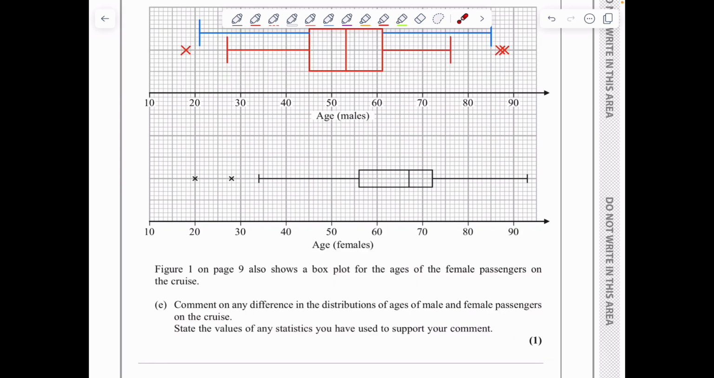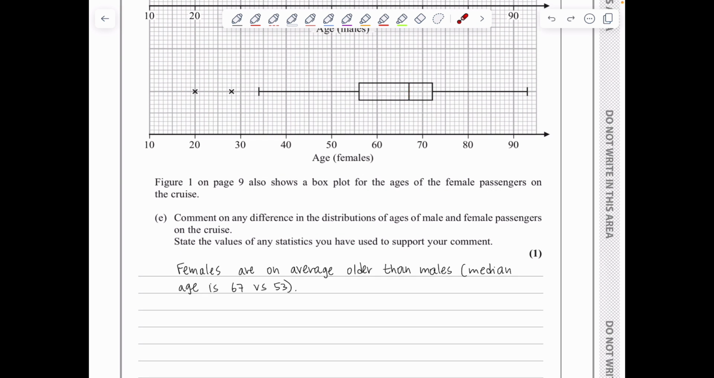In part E, we need to comment on any difference in the distribution of ages between males and females, stating the values of any statistics that we might use. So looking at the box plot, we can see that the box for the males is to the left of the box of the females. This simply means that males are on average younger than females, and I could use the median to compare this. I can see that for males the median age is 53, whereas for females this is 67. So I could simply write that females are on average older than males, or males are on average younger than females, because the median age is 67 versus the 53.